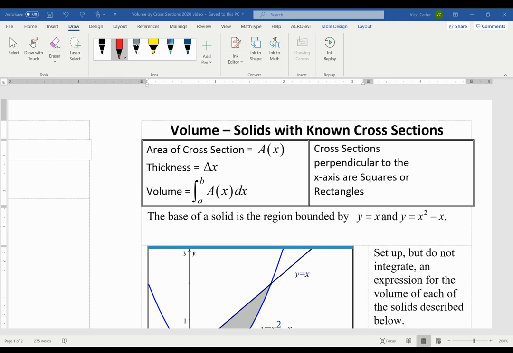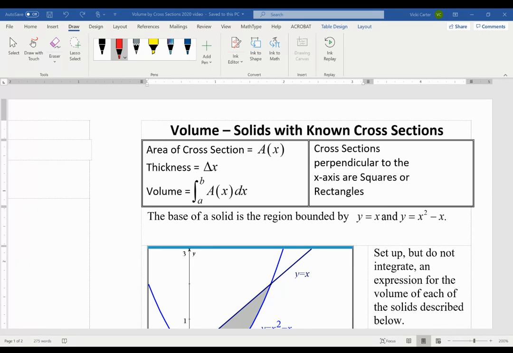Your foldable on volumes, solids with known cross sections. This should be on page 139 of your notebook. We're only going to do the first 2 pages today, and we'll worry about the last one on another day. So first of all, you watched some Khan Academy videos yesterday and should have at least a vague understanding of what we're actually trying to do.